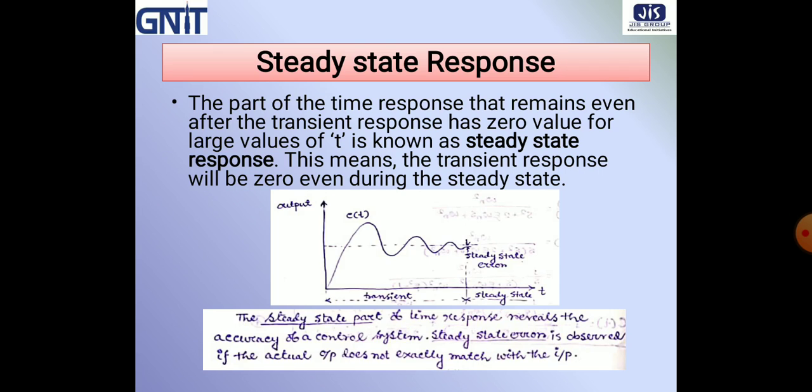Now, what is steady state error? Steady state error is basically the difference between the applied input, that is the reference input R(t), and the controlled output, that is C(t). That is the difference between R(t) and C(t). The steady state error is observed if the actual output does not exactly match the input. That means it is the difference between the actual response and the input of the system, that is R(t) minus C(t).